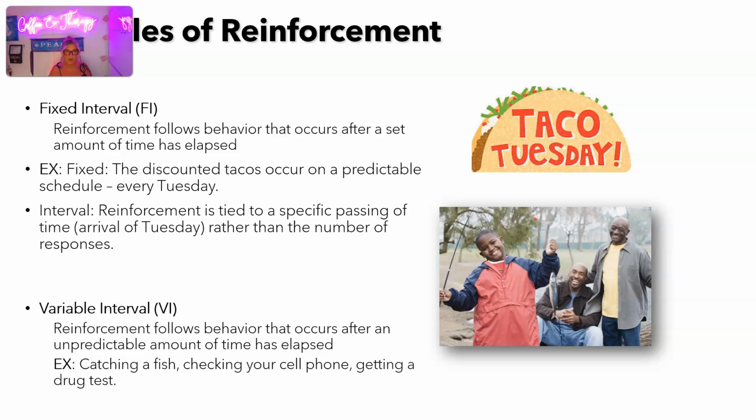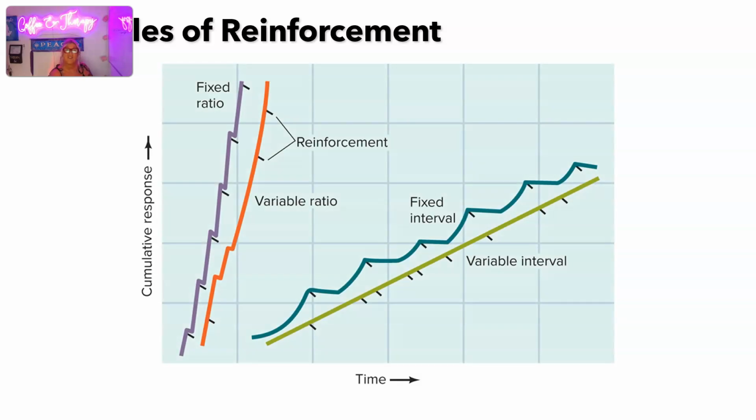And then variable interval: reinforcement follows behavior that occurs after an unpredictable amount of time has elapsed. So for example, like they give in the book, catching a fish, checking your cell phone, getting a drug test, right? So it's not any rhyme or reason. You check it when you can. Like your phone, right? You'll check it in between class. You might check it when you get up in the morning. So there's no set schedule. That's variable interval. All right, this just gives you kind of a visual of the schedules of reinforcement.